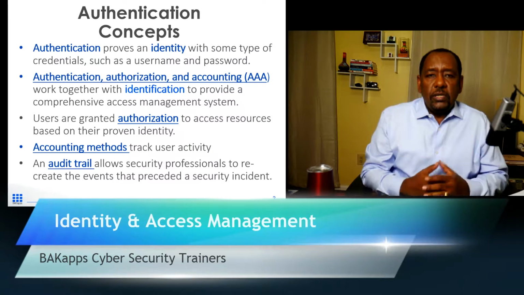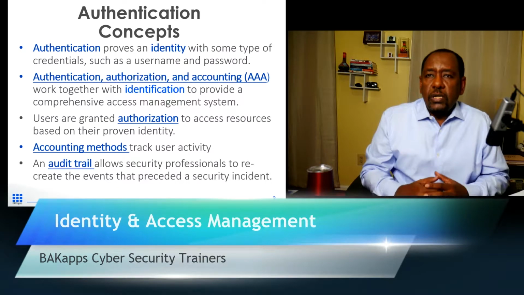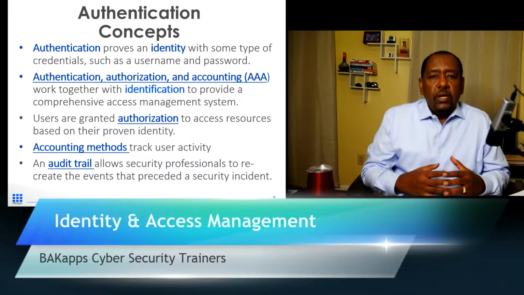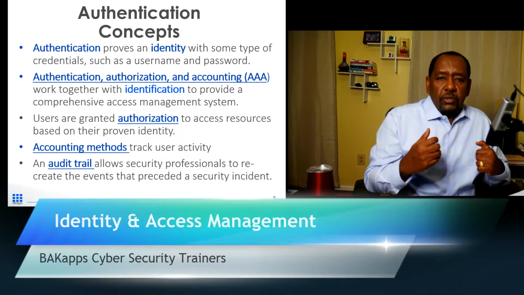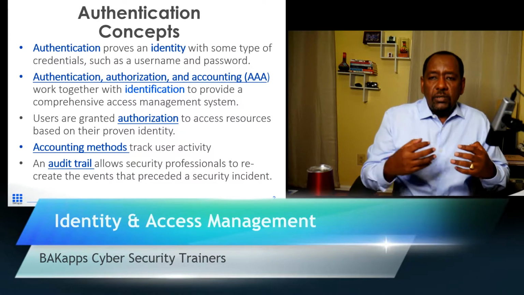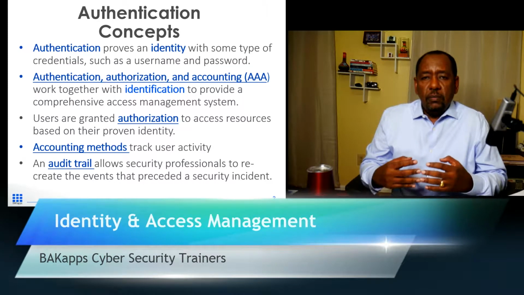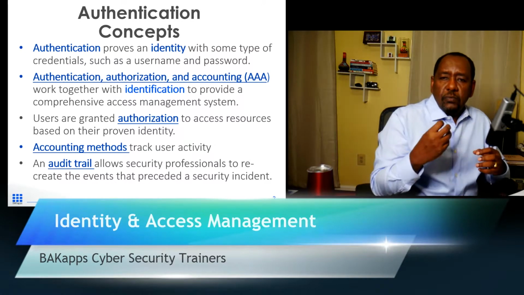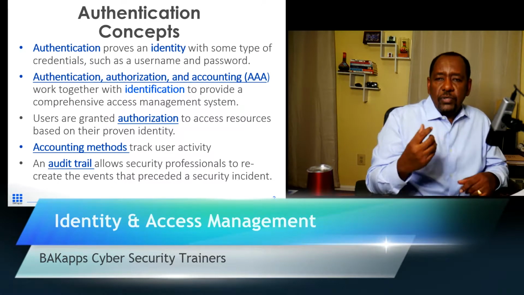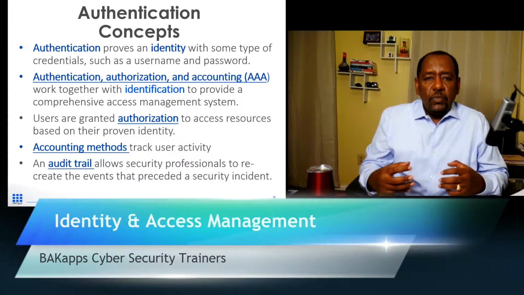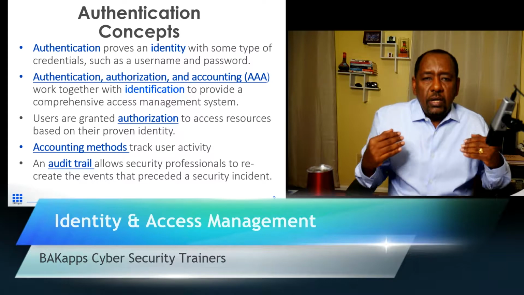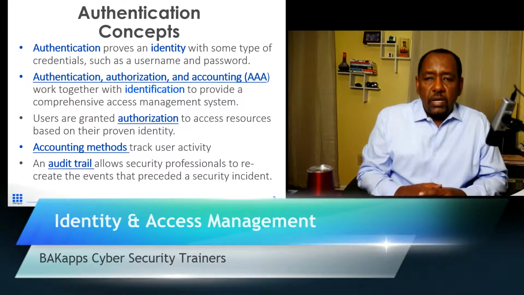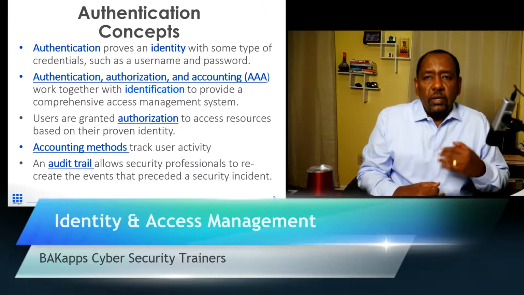Authentication proves an identity with some type of credentials, such as a username and a password. There is authentication, there is authorization, and there is accounting. Those three major concepts we sometimes call the triple A's, AAA, because they work together with identification to provide a comprehensive access management system.